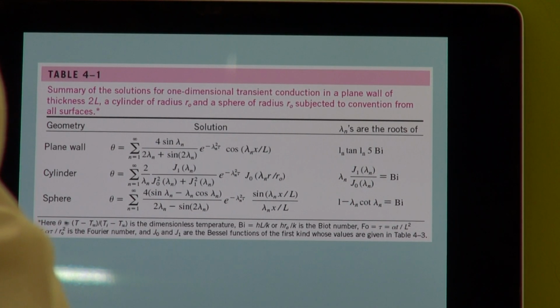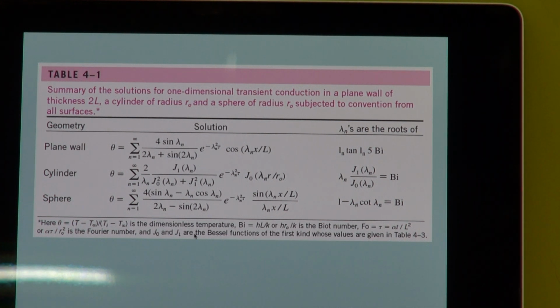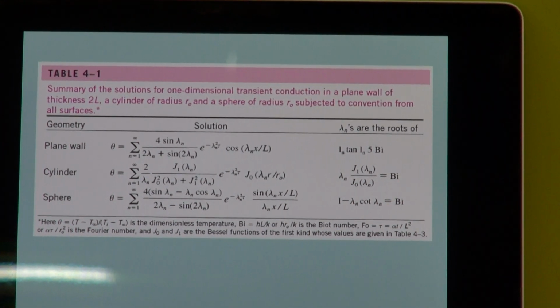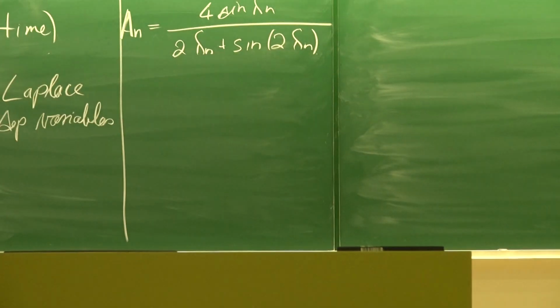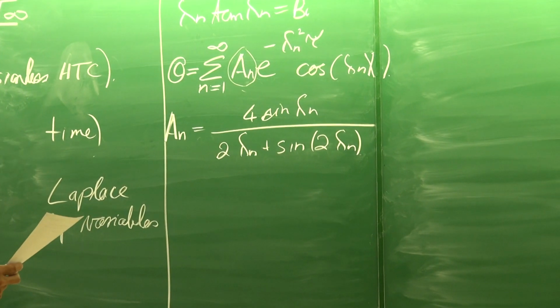But before we do that, take note of the fine print in the table, and I'm going to mention this a lot. There's some fine print in it because it tells you how you must calculate the non-dimensionalized temperature, the Biot number, and the Fourier number. And it says J0 and J1 are the Bessel functions of the first kind whose values are given in table 4.3. Now before we get to table 4.3, what is important is to realize that this is the exact solution that has been given there.